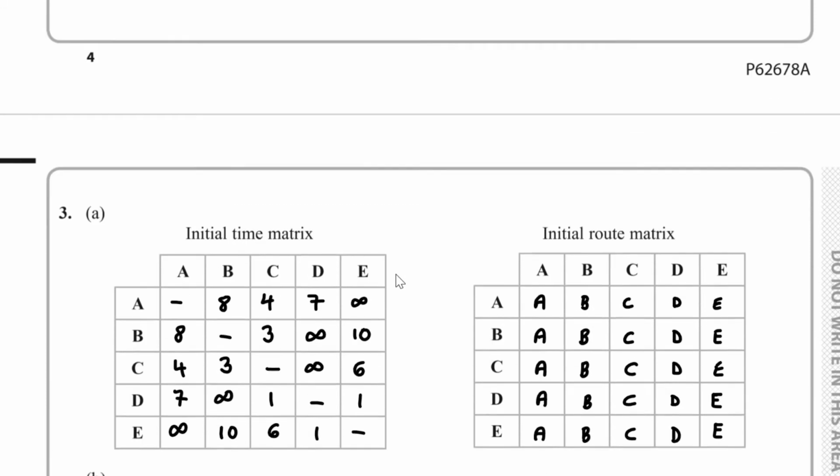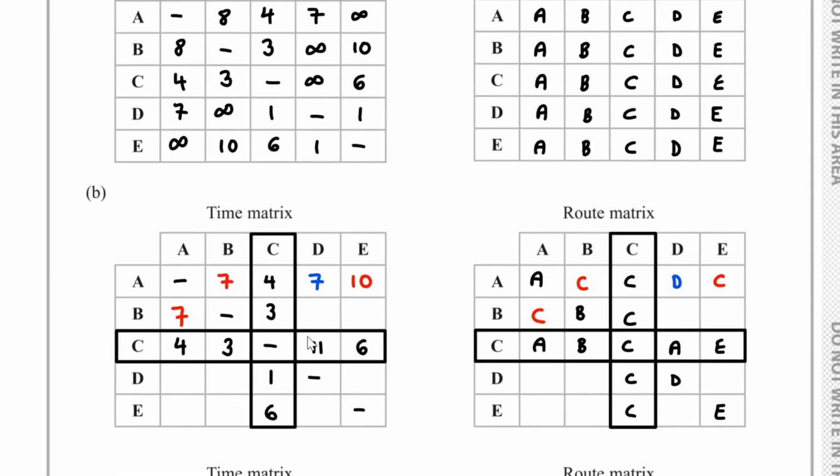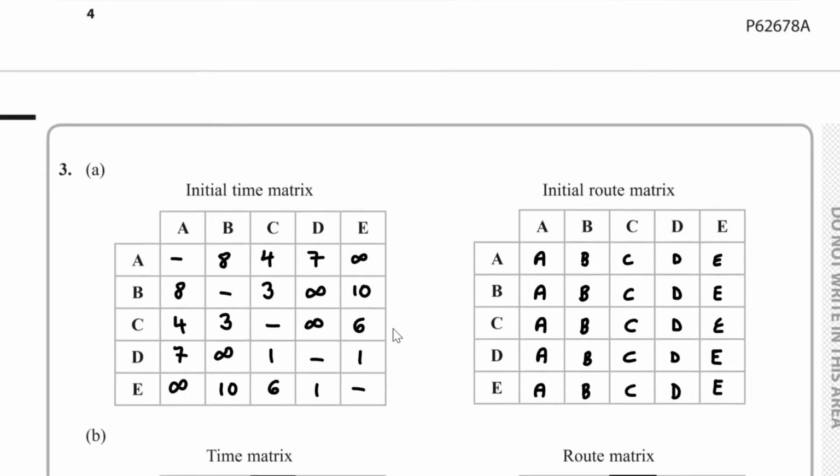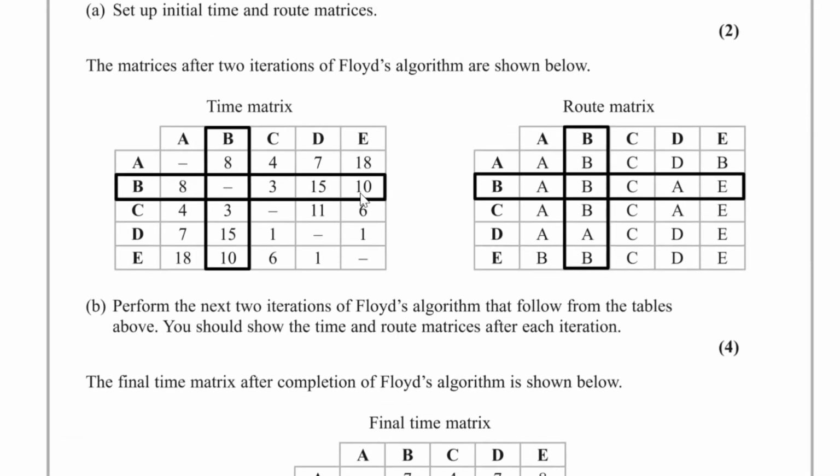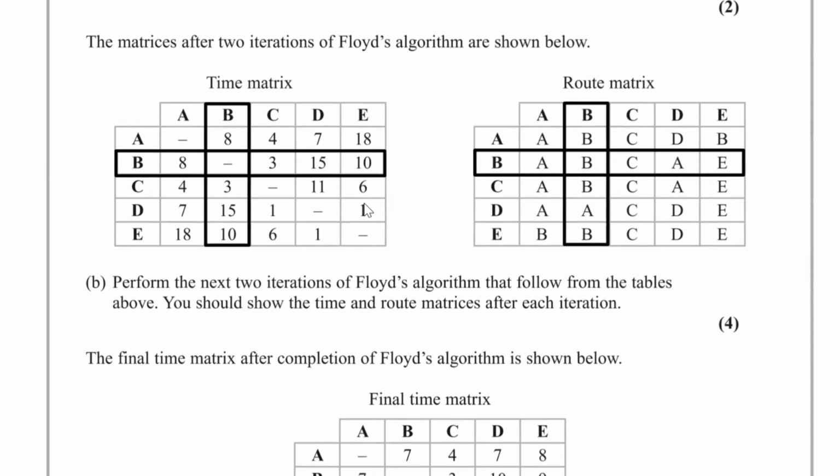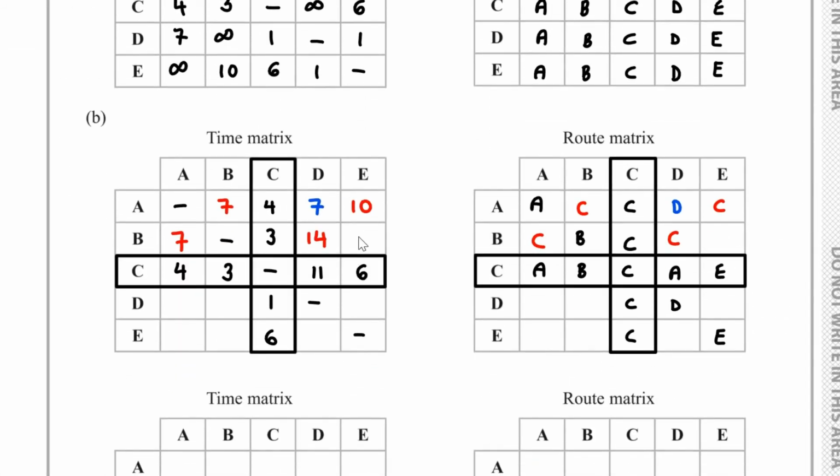So you can see here the 14 is smaller, and here we write down C. And if we consider this element, we compare the 3 plus the 6, which is 9, with what we have here, which is 10. 9 is smaller, so we change to a 9, and here we have C.